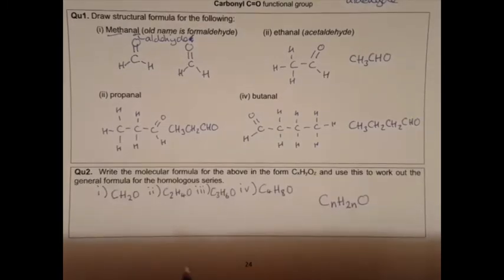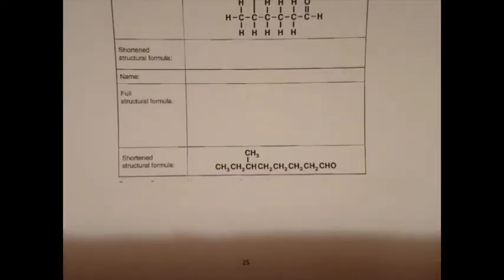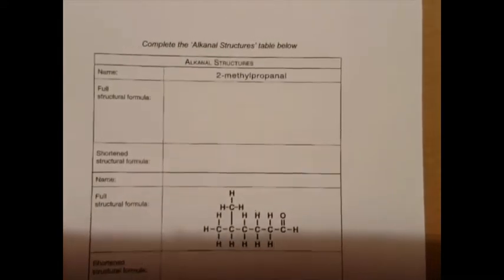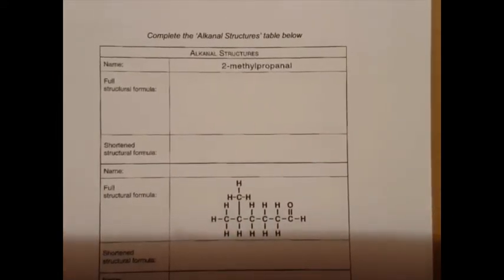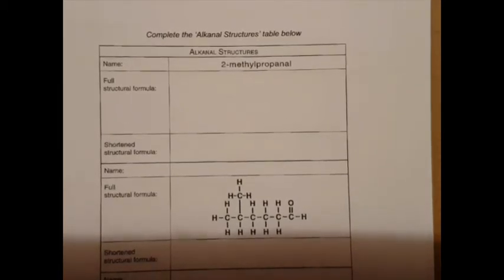Okay, so hopefully you're agreeing with me. So I've got the molecular formulas that I've written out here, and then the general formula CnH2nO. Right, we're going to move on now to page 25. And in page 25, we're looking at the naming of branched alkanals. So I'm going to run through the first one, and then I'll get you to complete the second 2. But if you want to, you can pause the video now and give them all a try.